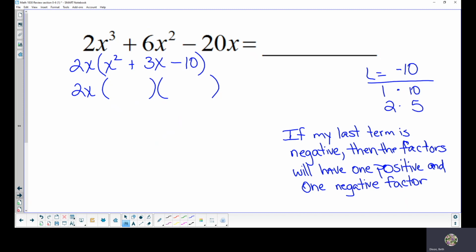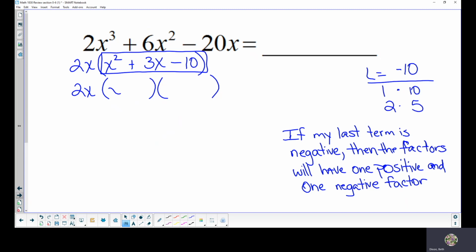Now notice I subtract to get 3. I do not subtract to get this 6x squared. This is gone. This is what my final answer is, but this right here is what I'm factoring. I am factoring x squared plus 3x minus 10. It's that 3 I need. So 5 minus 2 gives me 3.